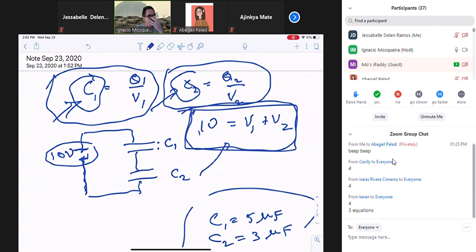How much time do we have left? 45 minutes. It should be okay. As long as we concentrate on the practical things, then we'll be okay.